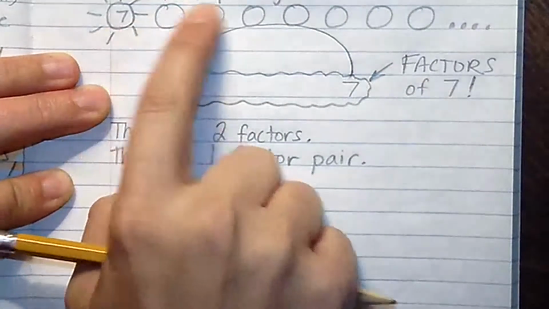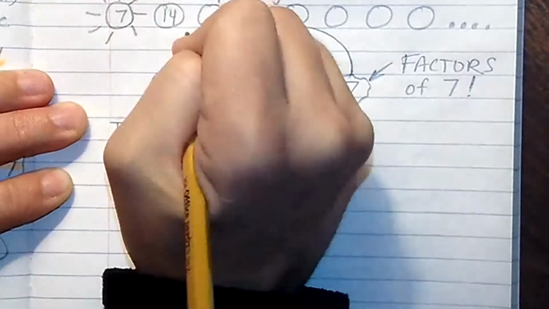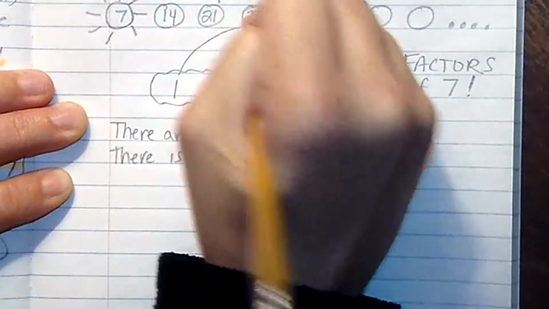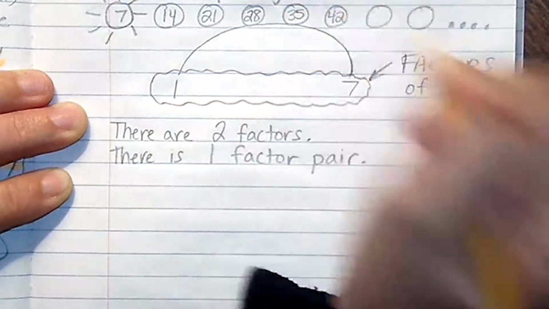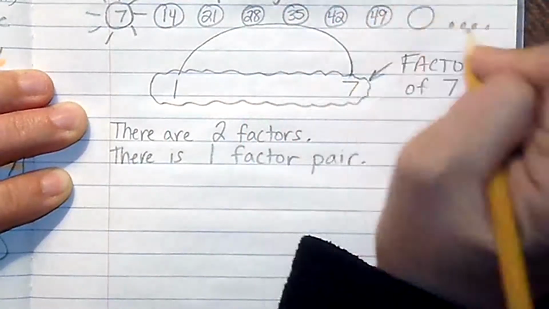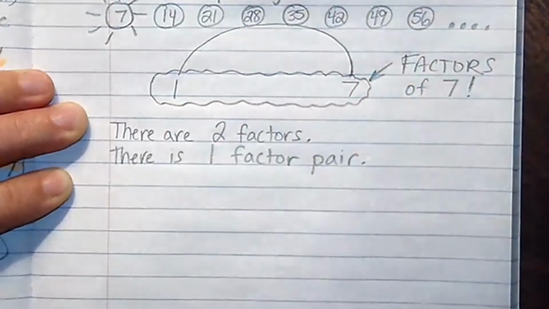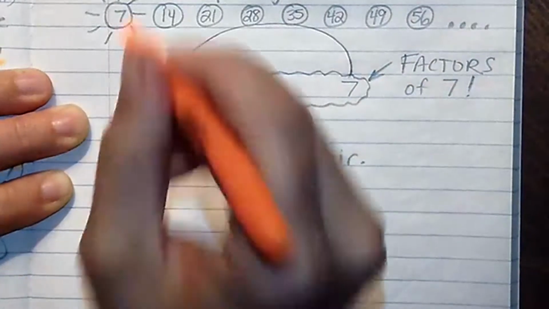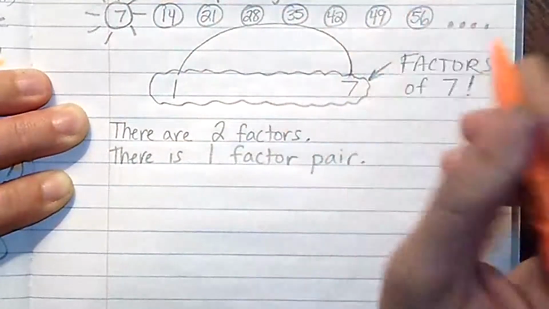So I could skip count by 7. When I hear multiples, I think skip count. Can I skip count by 7? Sure. 7 plus 7 is 14, plus 7 is 21, plus 7 is 28, plus 7 is 35, plus 7 is 42, plus 7 is 49, plus 7 is 56, and on and on and on. Multiples go on forever. The factors have a set amount.